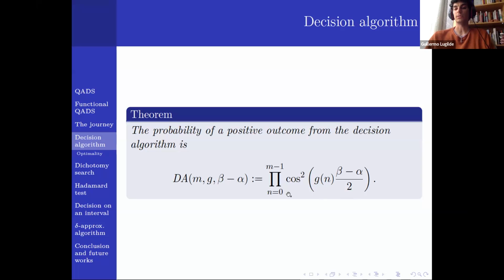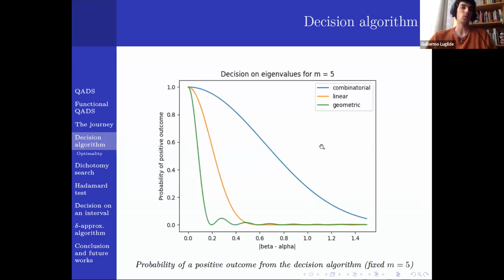If we plot this function for the 3 known functional quads, we obtain this graph, depending on the distance between alpha and beta. So clearly, geometric quads are the best of these 3, but the question is, are they better than any other functional quads? And what does being better even mean? Because as you can notice, the probability is not always lower than the linear one.